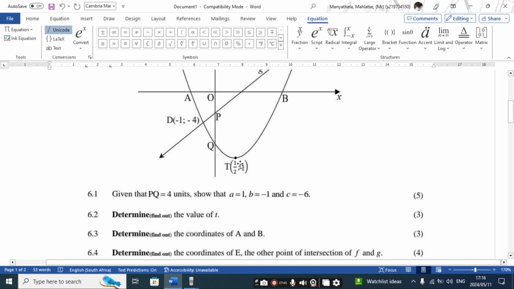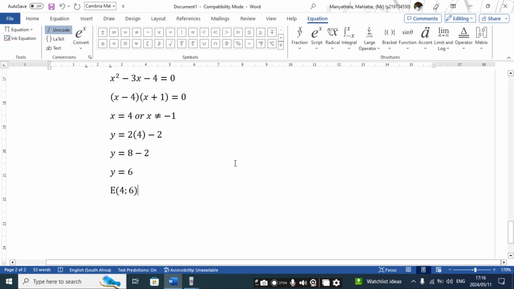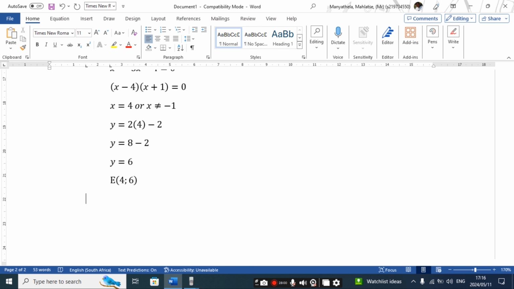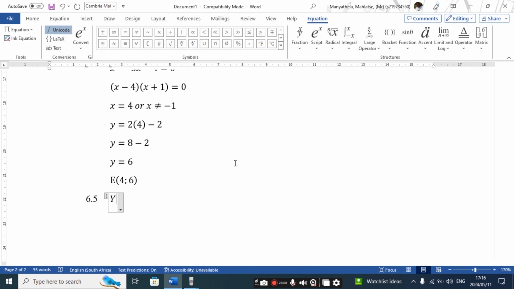Now they are saying write down the range of f. Okay, the range of f starts from the minimum value going up. So it's from minus 25/4 to positive infinity. Or you can say that the range is greater or equal to. This is what we can say, that on 6.5, the range y is greater or equal to minus 25/4. And you are done.